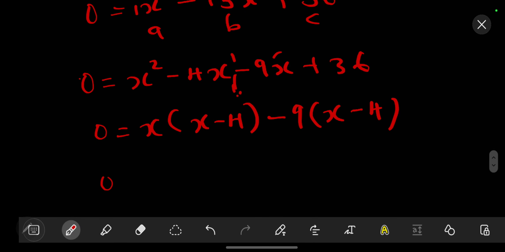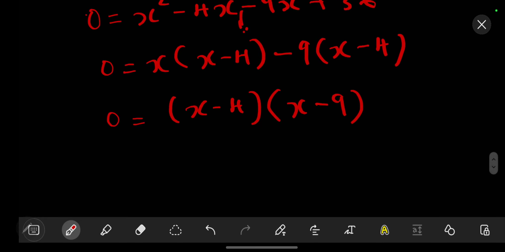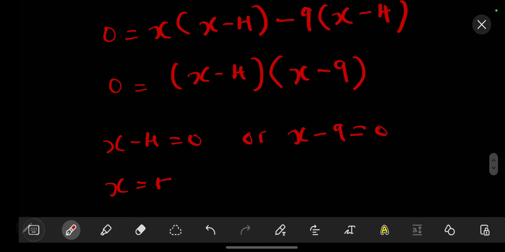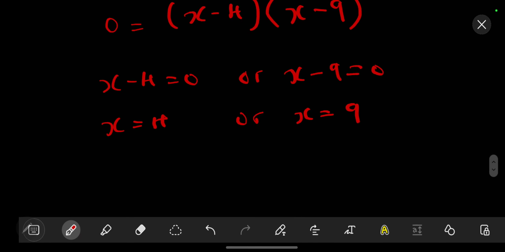So we are going to have 0 should be equal to, we have one bracket, it will be x minus 4 since those are common. Then the other bracket will be x minus 9 like that. So it's either x minus 4 is equal to 0 or x minus 9 is equal to 0. So our x is equal to 4 on this side, or our x is equal to 9 like that. So already when you do that, we can now be able to test.